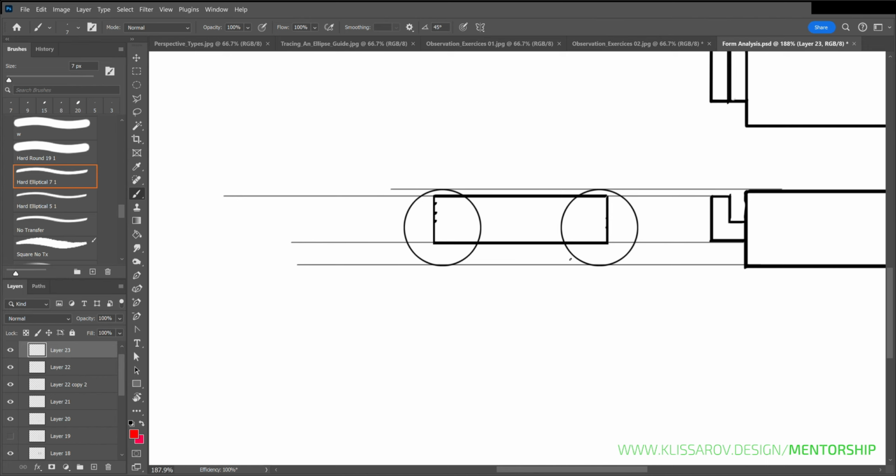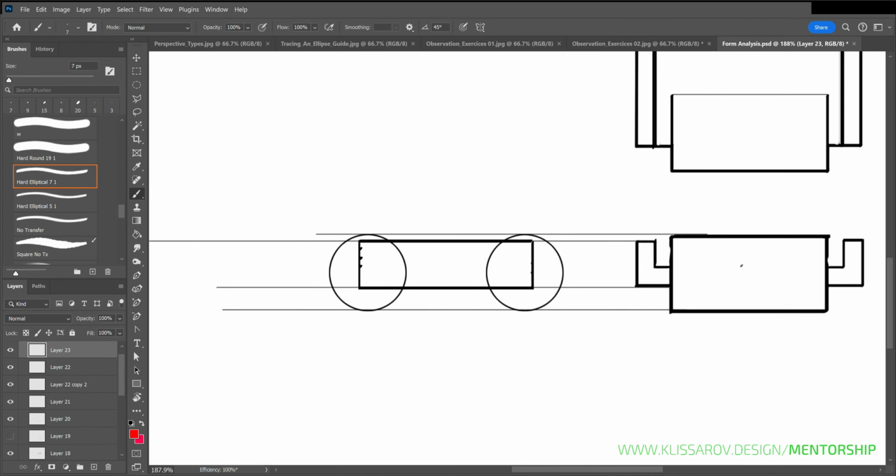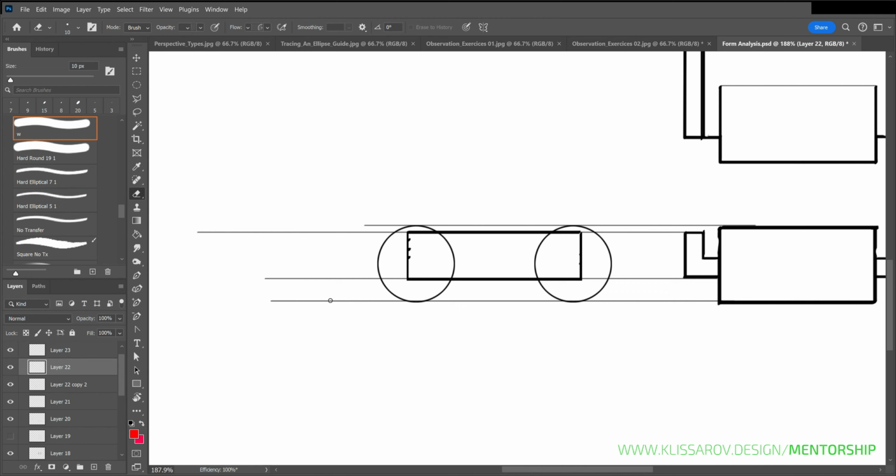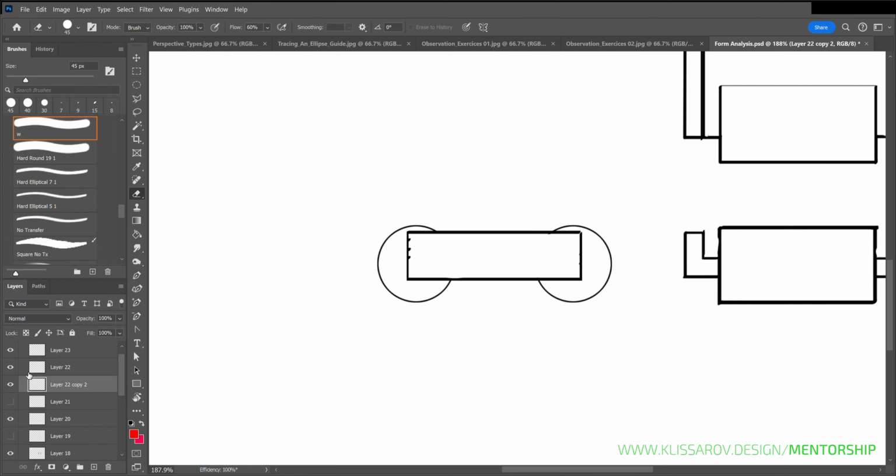Here the objective is not so much to draft a proper orthographic view, but to understand shape and to use orthographic views as a reference. So at this stage we don't need that. Okay, here. And then of course you remove the parts that are behind, and that's it. And then you remove the construction lines.